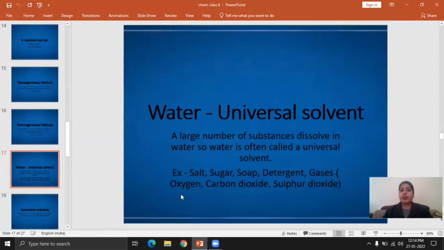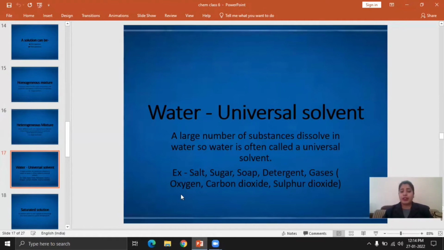So why is water known as a universal solvent? Water is known as a universal solvent because it is capable of dissolving a lot of substances into it. For example, you can dissolve salt into it, you can dissolve sugar into it, soap can be dissolved in water, detergent can be dissolved in water.